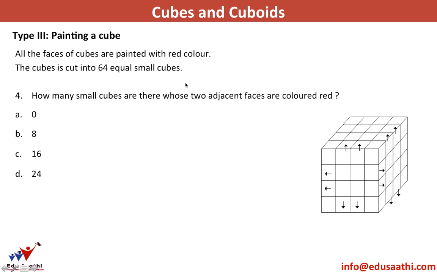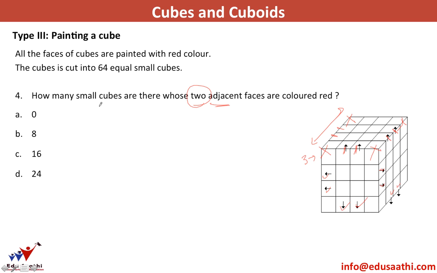How many cubes are there whose adjacent faces are colored red? In other words, 2 faces which are painted. So if I look at this edge here, I will drop out this cube. I'll drop out this cube because they have 3 faces which are painted. And this cube will have 2, this face. This cube will also have 2. Similarly, on this edge also I have this cube and this cube. I'll cancel out this. I have this and this. I'll cancel out this.